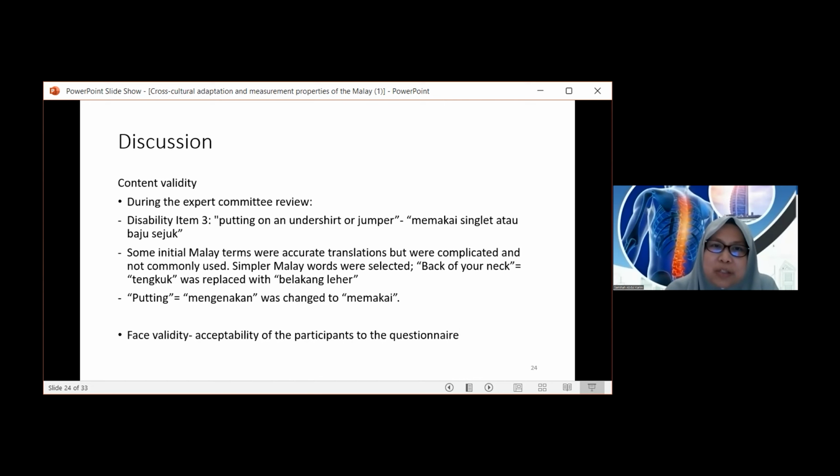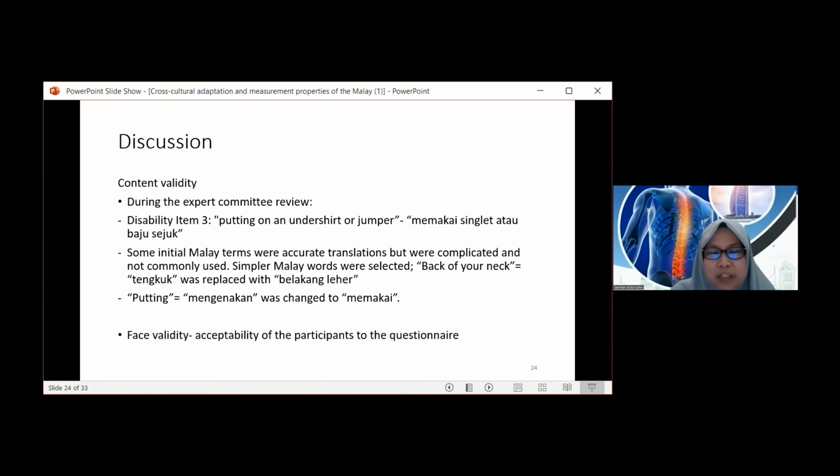This was a similar issue faced by the Brazilian Portuguese study, which substituted the word jumper for t-shirt. The pre-testing of M-SPADI results showed no participant had an issue with the new item, and the subsequent decision by the expert committee and researchers was to accept the item.